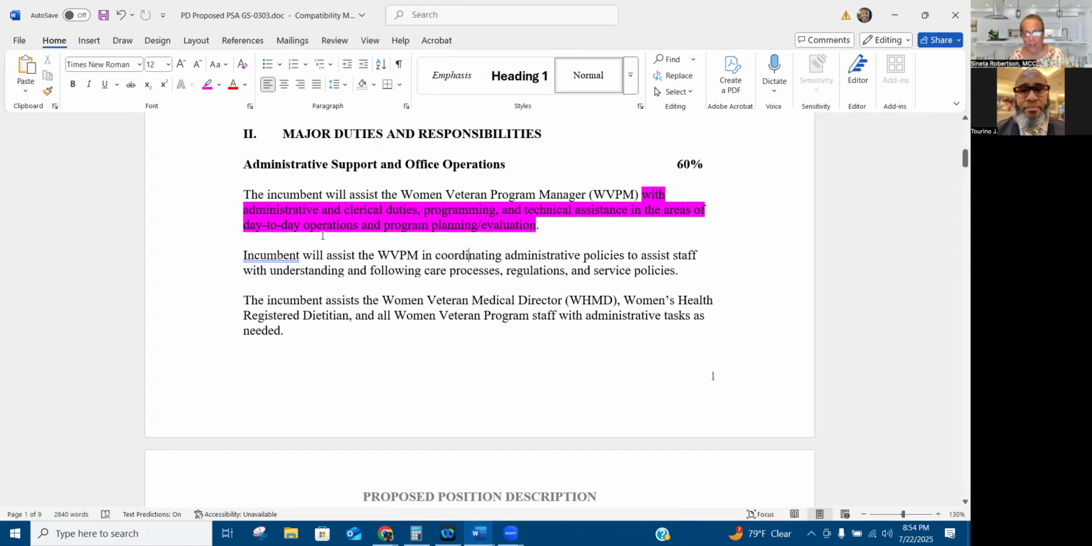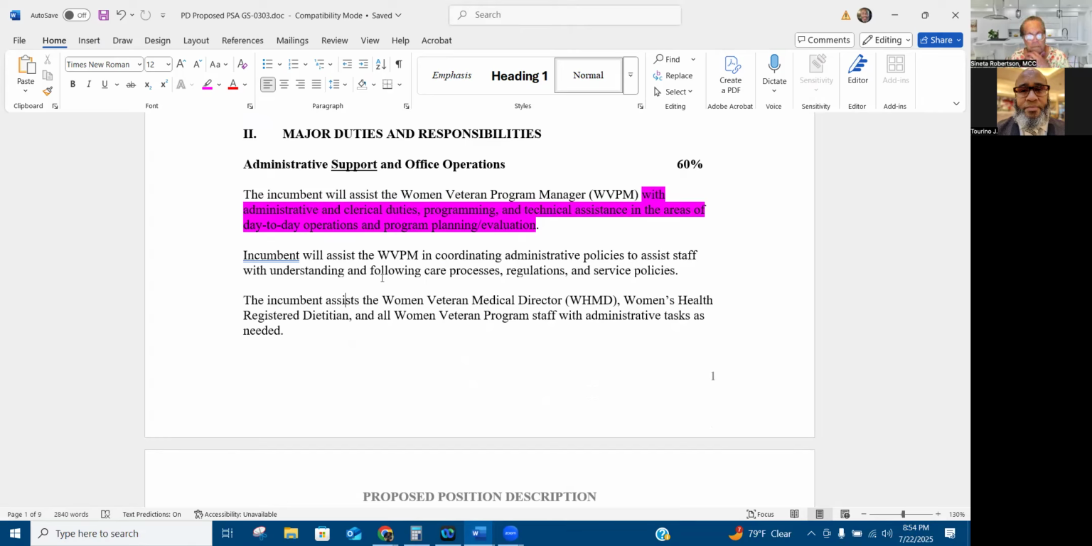But that's not the primary purpose of the position. The primary purpose is to support, to assist with administrative support and office operations. That's the primary purpose of that section, 60% of it. And so I'm running the day to day. I'm making sure that the lower level staff know the processes for processing applications, dealing with all the other staff, assisting the specialists in whatever the policies are. But at a clerical level.